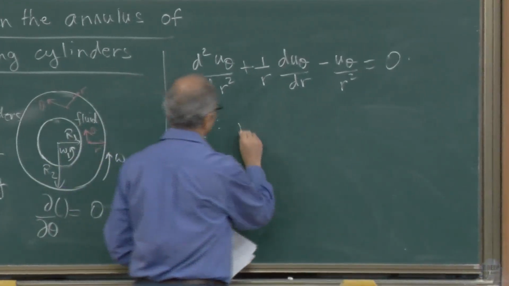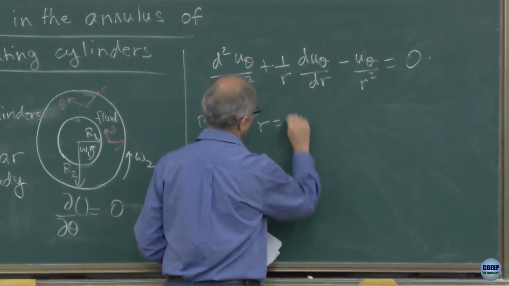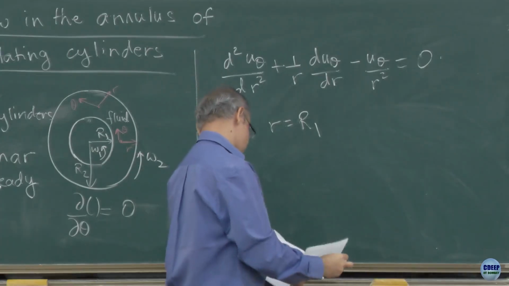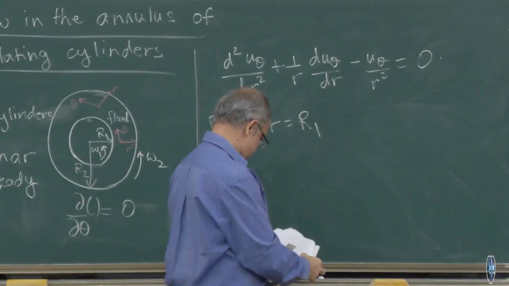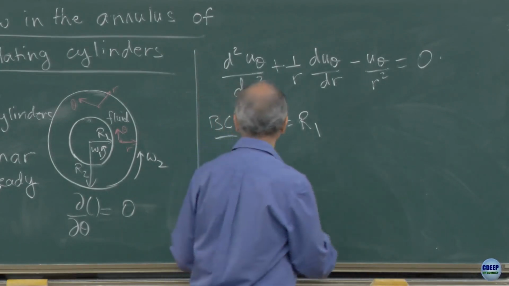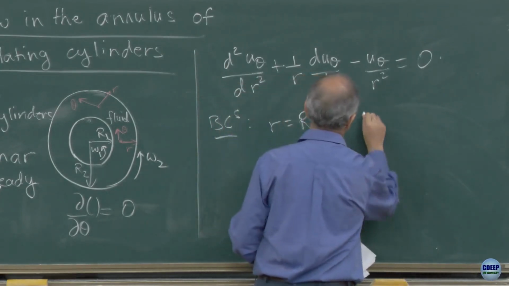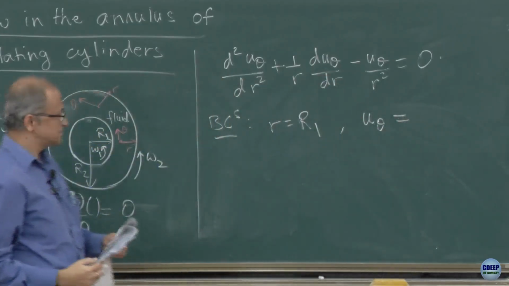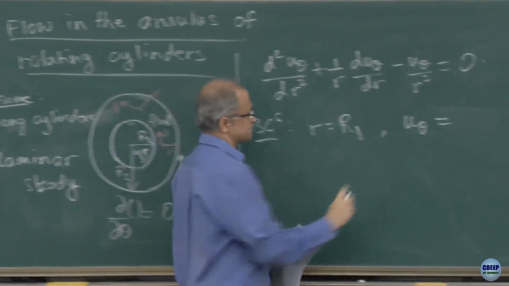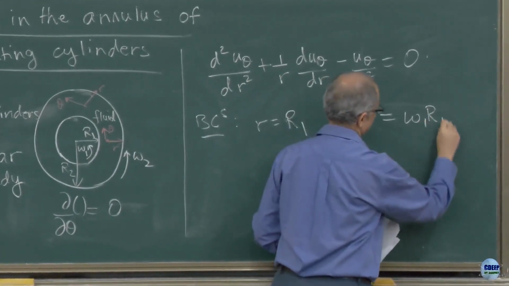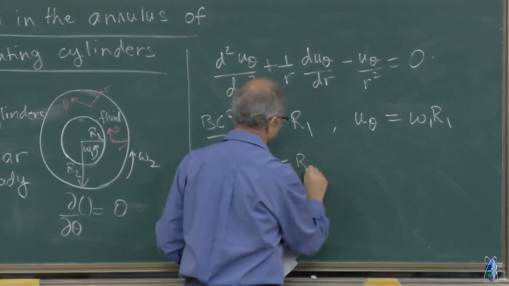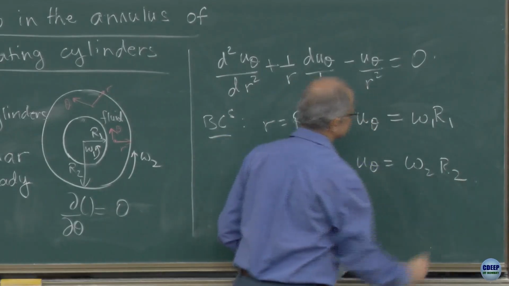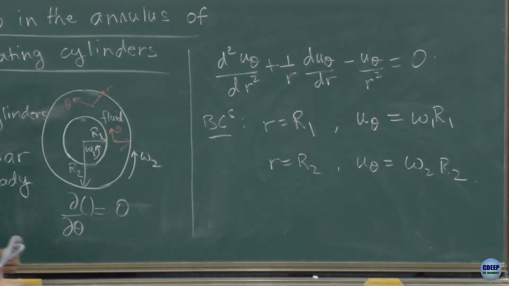So at r equal to r1, what is my u_θ? It is omega 1 r1, and at r equal to r2, my u_θ is equal to omega 2 r2. So as we said, very simple conditions that we can put in here.